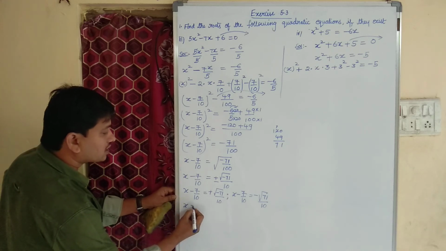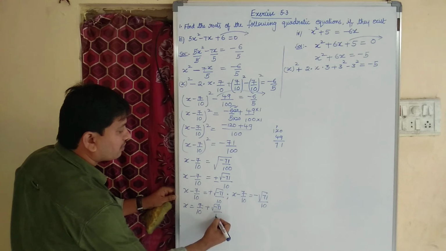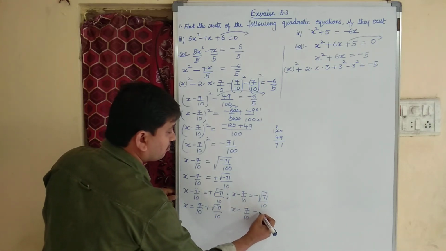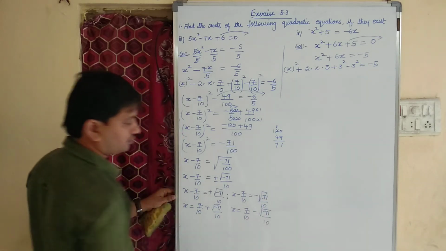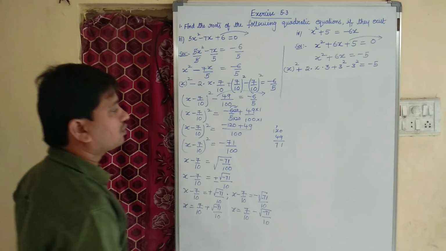Minus 7 by 10 you transpose, it will become 7 by 10 plus root minus 71 by 10. Again minus 7 by 10 you transpose, 7 by 10 minus root minus 71 by 10. They are the two roots of the quadratic equation. Now coming to question number 4.